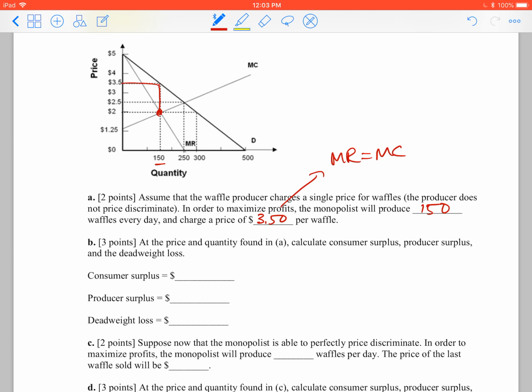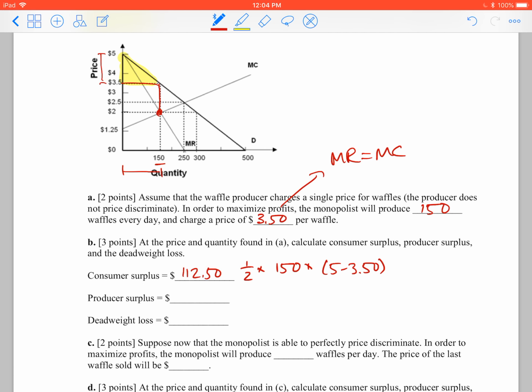The consumer surplus would be this area, the area under the demand curve and above the market price. That is a triangle, so it's 1/2 times base times height. The base here is 150. The height here goes from $5 to $3.50, so I'll write that out: 5 to 3.50. So 1/2 times 150 times $1.50 gives us a consumer surplus of $112.50.